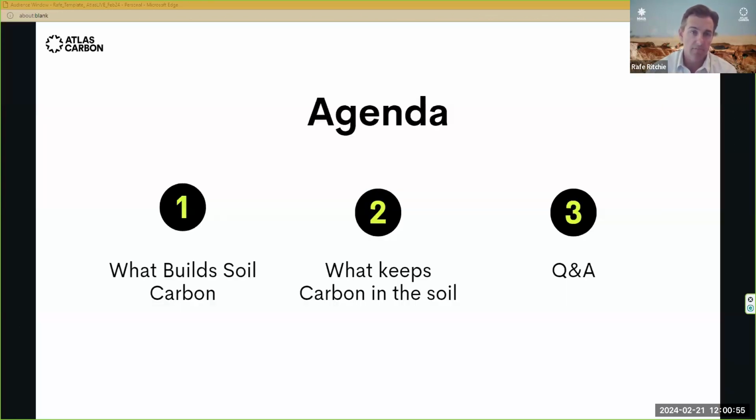So the agenda is pretty simple, and it's all fairly straightforward. What builds the carbon, what keeps it there, and then some questions and answers later on. Please put your questions in the chat section in your Zoom, and we'll get to as many as we can. We've got a few that have come in earlier from some emails, so we'll hit them first, but we'll whiz through them, and we'll try and keep to a schedule of about 15 minutes of presentation and 15 minutes of Q&A, but please fire them in.